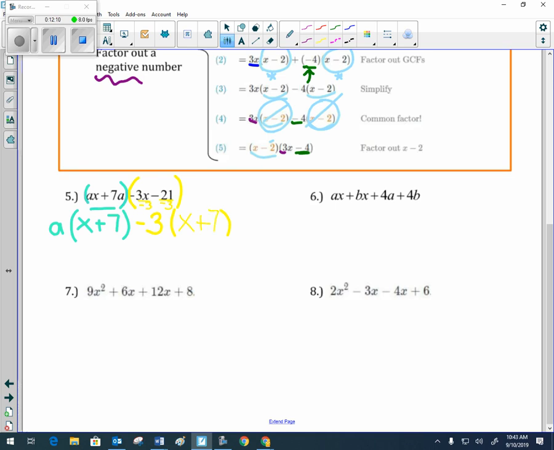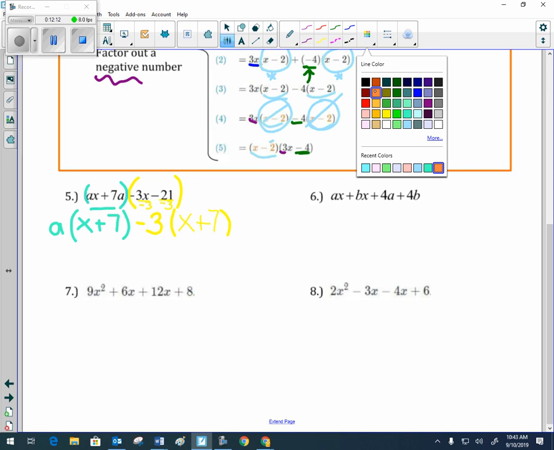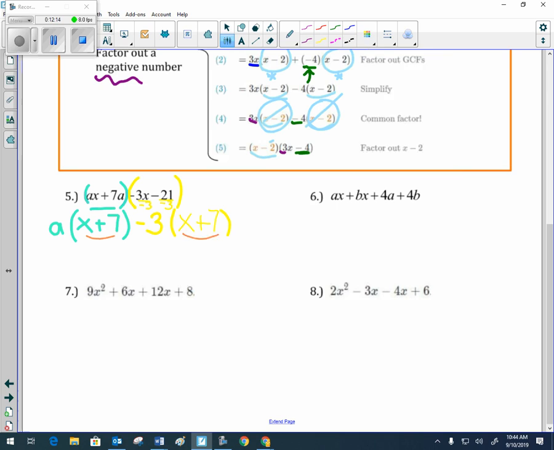That's exactly what I want, remember, because these two both have to share a common term. So when I look at this, I can say, oh, look, both share a common term of x plus 7. If I take it out of here, there's an a that's left. If I take it out of here, there's a -3 that's left. And this is considered the factored form of the problem that was originally given.